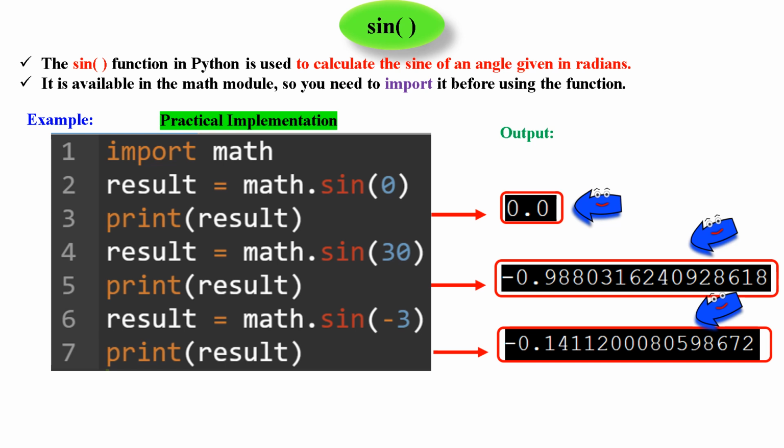In line 6 and 7, we calculate the sine of minus 3 radians using math.sin of minus 3. The result will be approximately minus 0.141120008059867. Negative angles are allowed, and the math.sin function will calculate the sine accordingly.